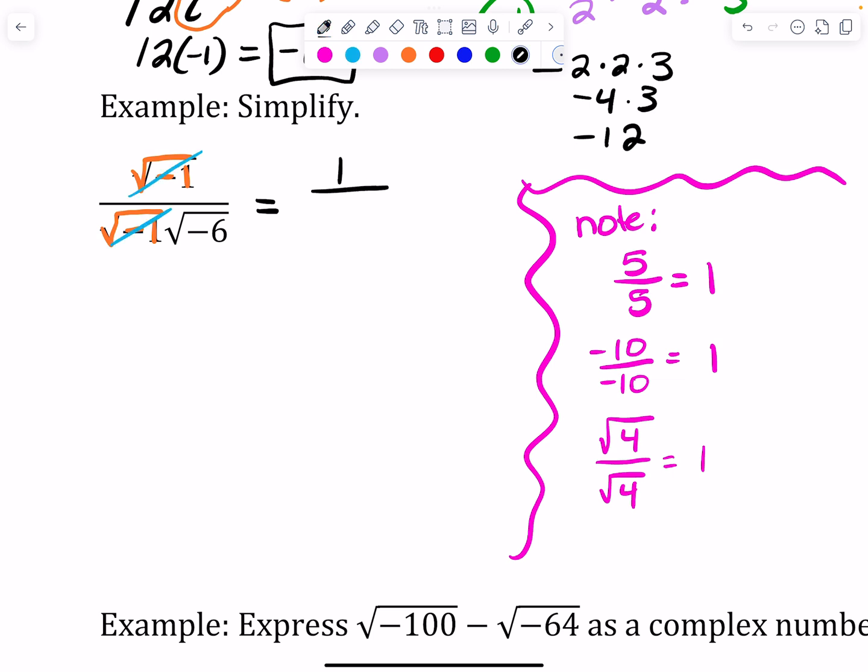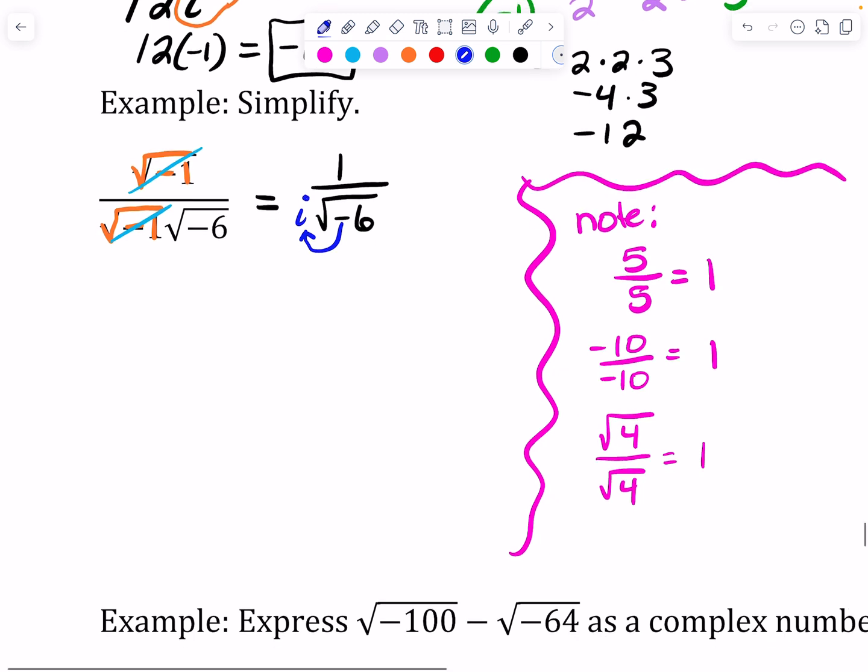Then we're left with 1 over the square root of -6. So now we can take this negative out and we're going to turn it into an I. Remember, you've got to take that I out before you do anything else to that problem. Now, if you don't like it that I didn't take the I's out of the -1s, we can look at this a little bit different of a way before we finish it.